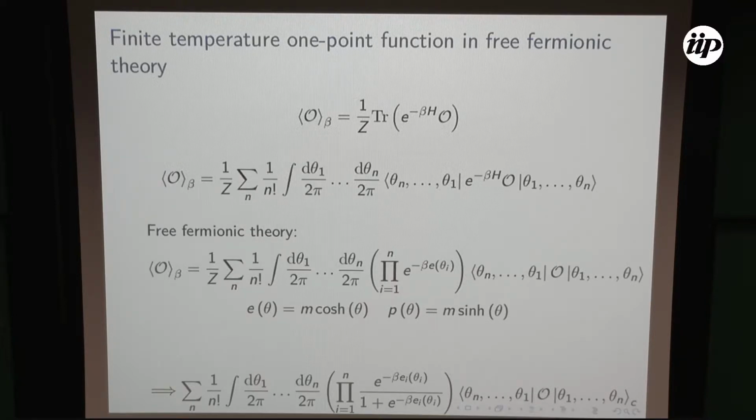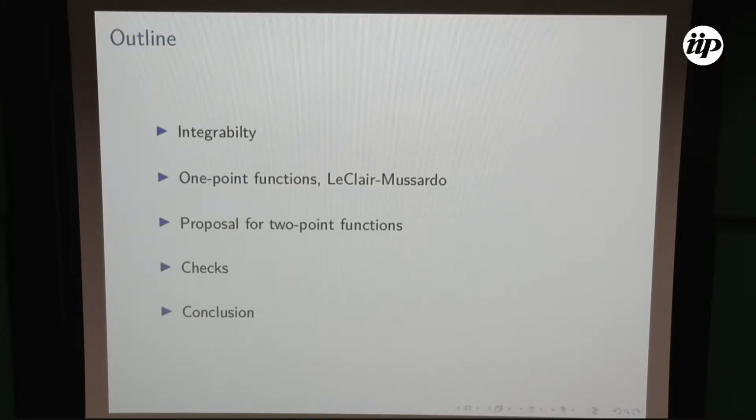So this is an easy way to do it with a free theory. Let's figure out what to do with interacting theories. The outline of my talk is that first I'm going to talk about integrability, or the ingredients you need from integrability, like the scattering matrix and the form factors. Then I'm going to show you the one-point function result, the LeClair-Mussardo series, and go through how it gets proven, or the proof of its validity. And then I'm going to show the proposal of Balázs and me for the 2-point functions, show some checks, and then conclude.